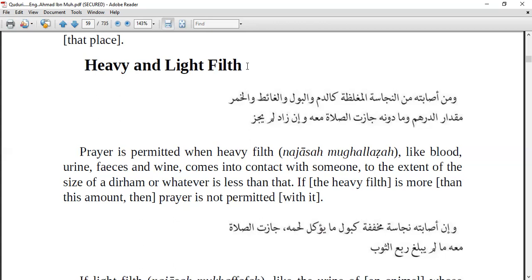Now let's come to the ahkam of heavy and light filth. So whether it's najasa mar'iyah or ghair mar'iyah, it will either be heavy or it will be light. The first question is, what do we mean by heavy filth, النجاسة المغلظة? And what do we mean by light filth, النجاسة المخففة?